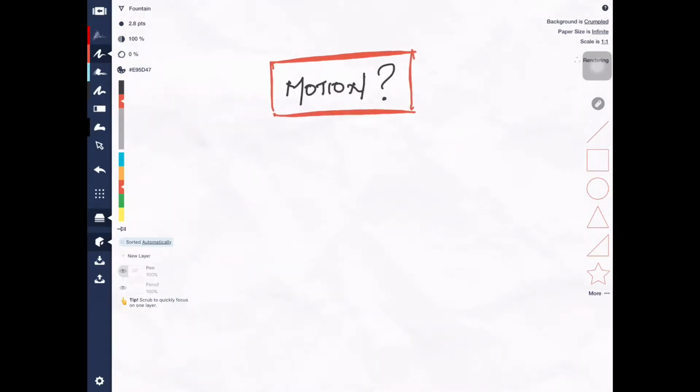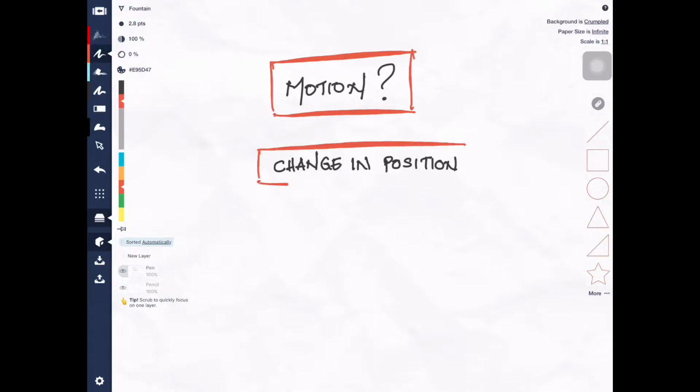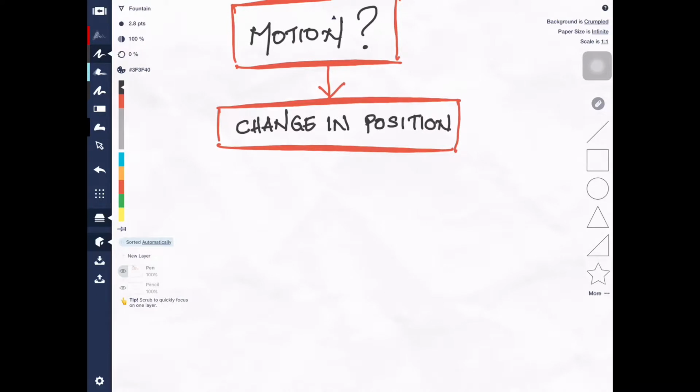We say any object is in motion when we find that the object changes its position, with reference to time. So an object which changes its position with respect to time, we will call that object undergoing motion.